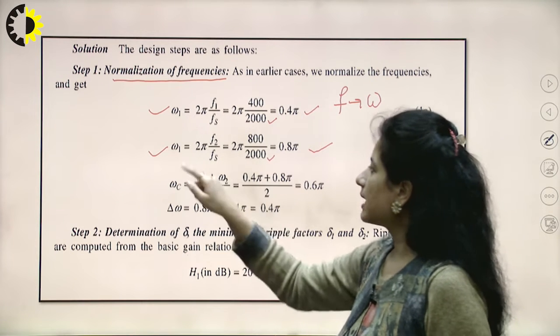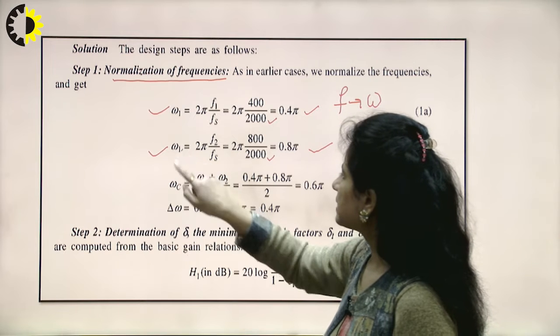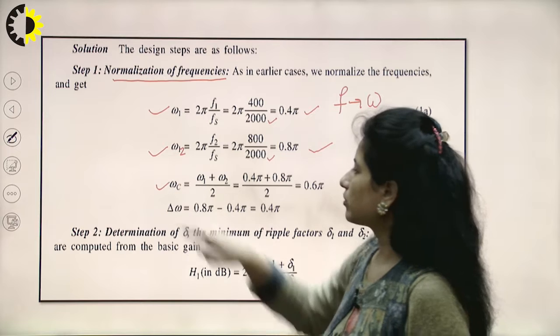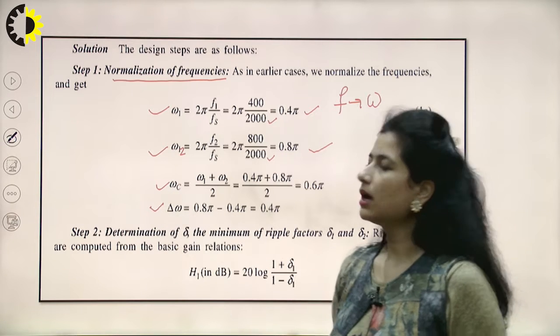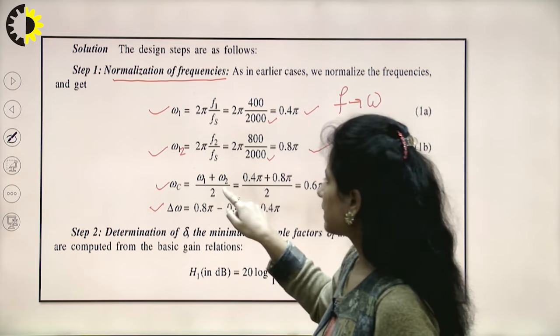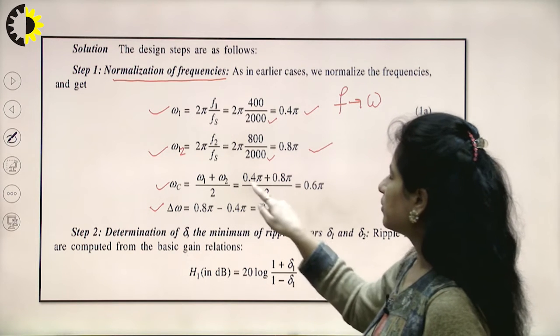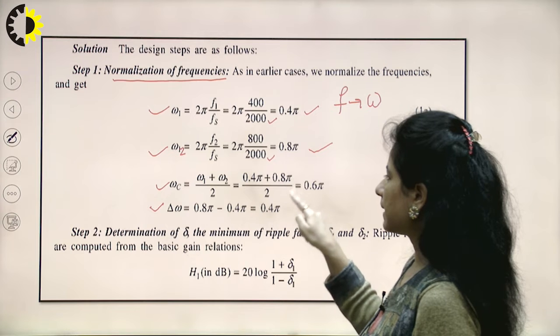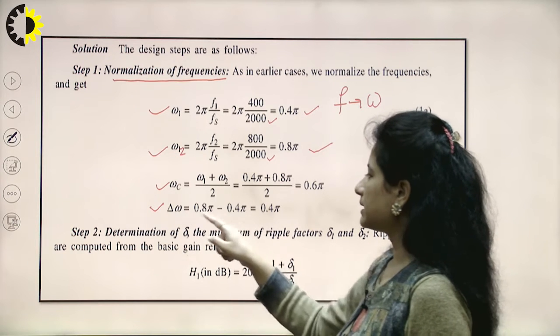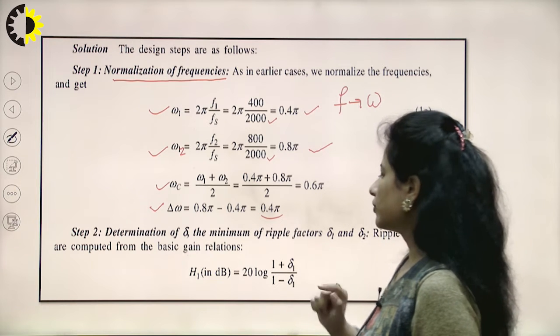From these normalized frequencies, I can calculate two desired parameters. The first parameter is the cutoff frequency, another parameter is the width of the transition band. So the cutoff frequency can be taken as the average of these two values, 0.4 pi plus 0.8 pi divided by 2, and the transition width would be the difference of these two frequencies, 0.8 minus 0.4, that is 0.4 pi.